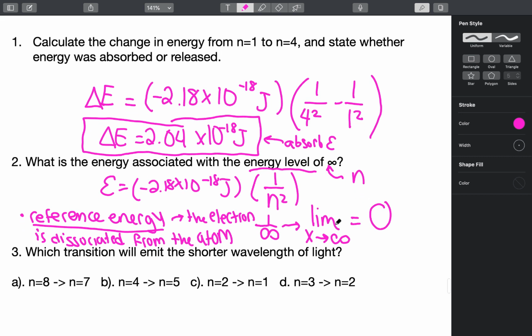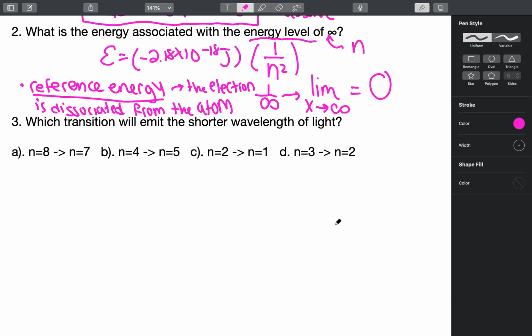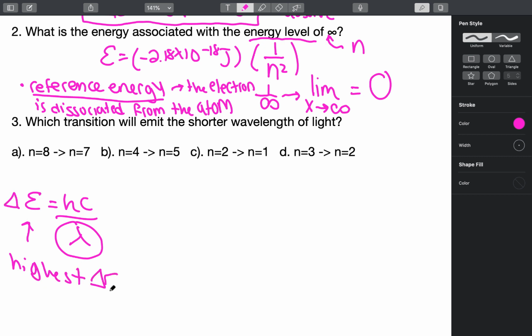Now the last question I ask you is, which transition will emit the shortest wavelength of light? Remember that E is equal to hc over lambda. Therefore, the shortest wavelength will have the highest energy difference. So we're going to first look to see which one is an emission and which ones are absorption. We can already cancel choice B out because going from n equals 4 to n equals 5 is an absorption. So now we're left with A, C, and D.